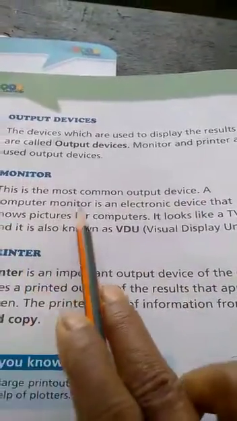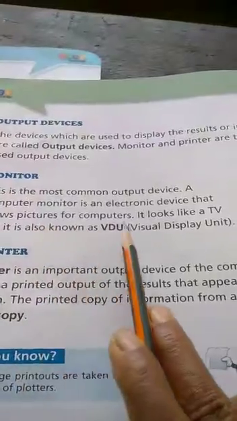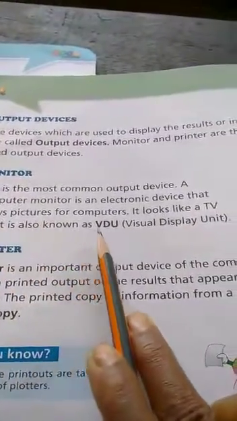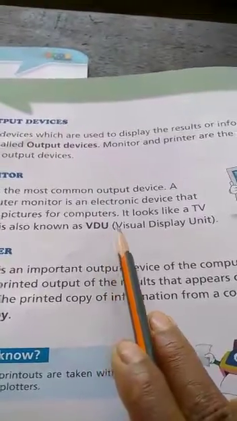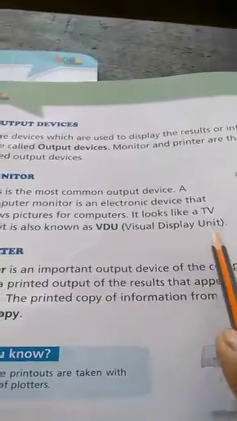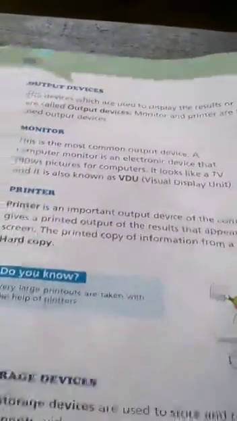A computer monitor is an electronic device that shows pictures for computers. It looks like a TV. And it's also known as a VDU, that is Visual Display Unit. What is it? Visual Display Unit. We see it on the display, that is this.